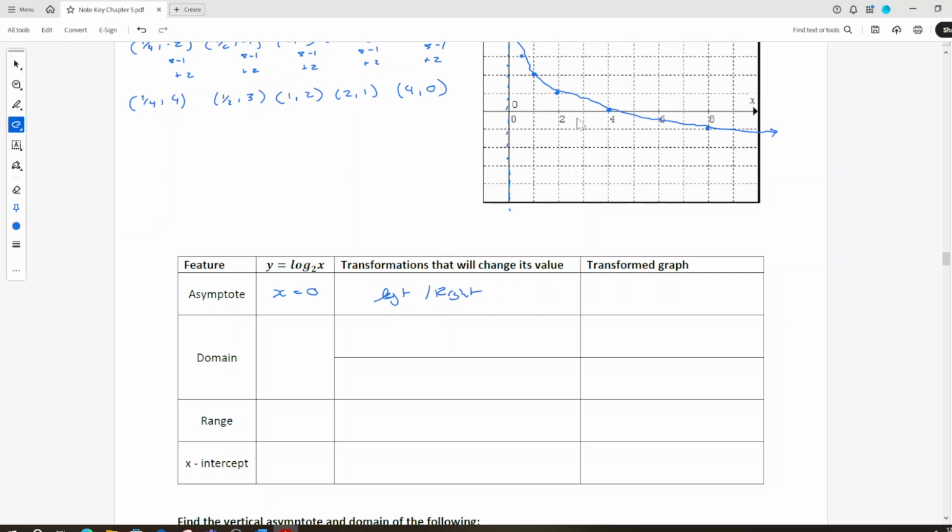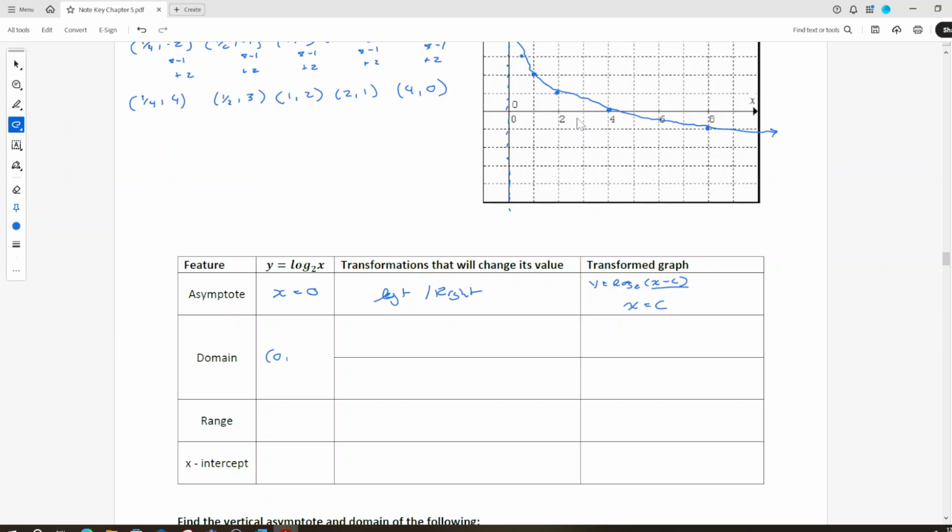So what I want you to look at is the transformed graph. Whatever's in the bracket with the log, so let's just write, if y is equal to log base 2 of x minus c, then the asymptote is at x is equal to c. So you're going to take whatever is in the "of" and set it equal to 0 and solve for x.